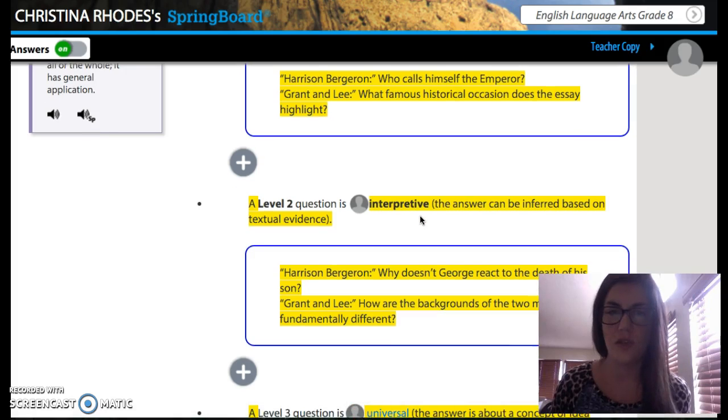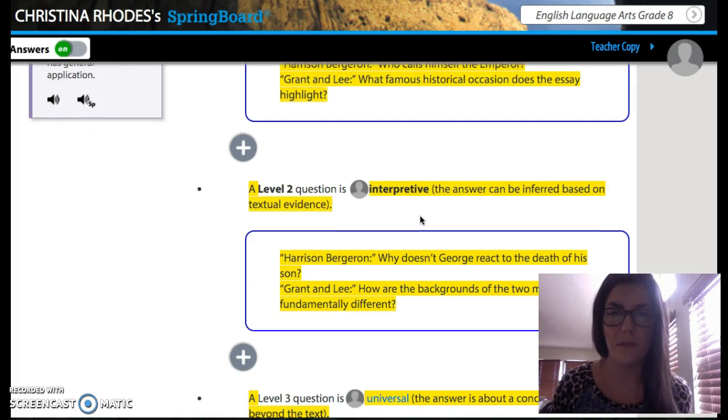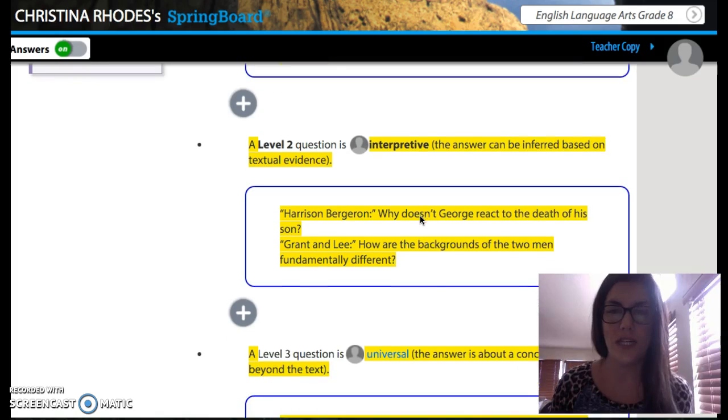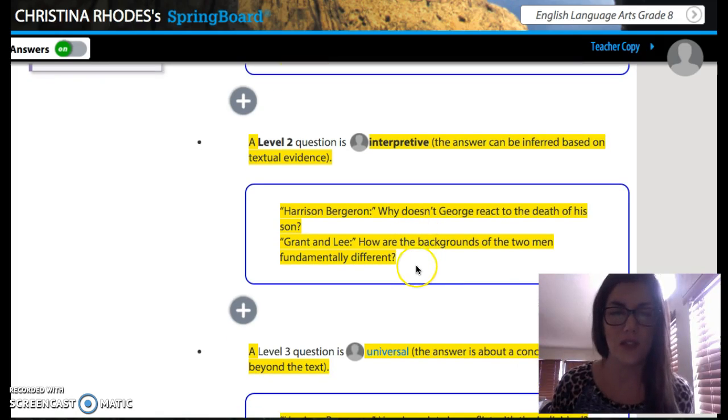Okay, level 2, an interpretive question. Why does George react to the death of his son? And then the Grant and Lee article, how are the backgrounds of the two men fundamentally different? You are inferring based on the text that you read. It's a little more difficult of a question.